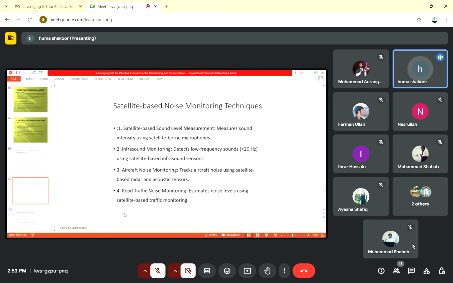Aircraft noise monitoring tracks aircraft noise using satellite-based radar and acoustic sensors. Road traffic noise monitoring estimates the noise level using satellite-based traffic monitoring. So these are the sensors used to monitor noise pollution from the satellites, from space, and they give you data.